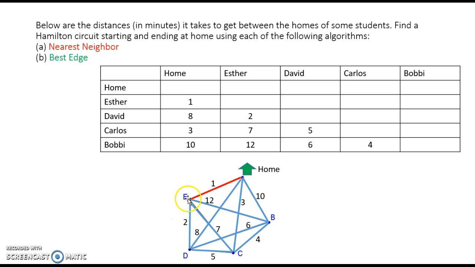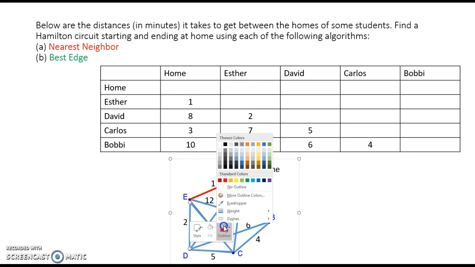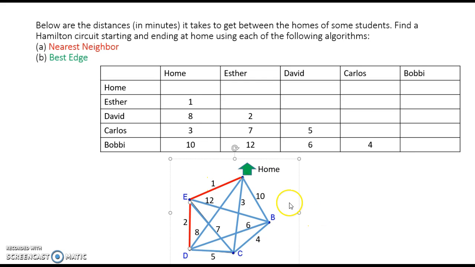So now looking at Esther's, we could go to B. That would be 12 minutes. Carlos's house would be 7, but David's is only 2 minutes. That's the closest one to us, and so we want to go ahead and take that path. So we've gone from home to Esther's to David's. Notice we could not go back home right now. Even if that was the shortest path, we don't want to complete any cycles until we visited everyone. That's a pretty important point there.